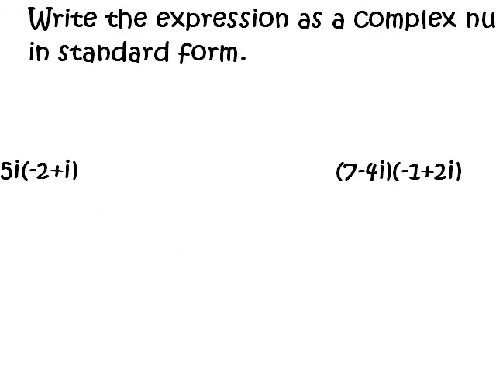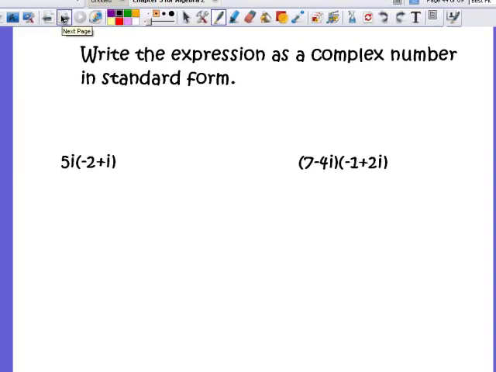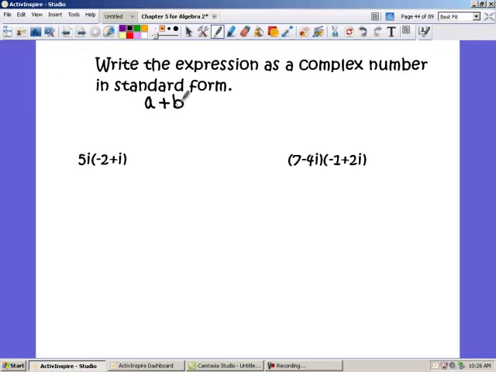Okay, we're also going to write complex numbers in standard form, which is, again, a plus bi, but this time we're going to be multiplying. So we have an expression with a variable on the outside. We're going to use the distributive property, just like we would with x's and y's. So 5 times -2 is -10, and you need to throw the i on the end. And we're going to take 5i and multiply it by a positive i. So that would be a positive 5i squared.